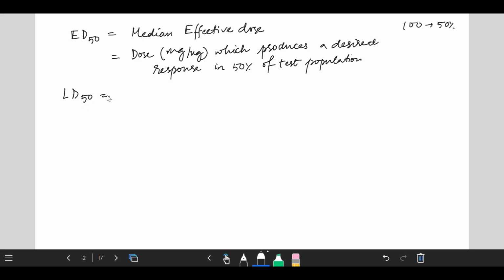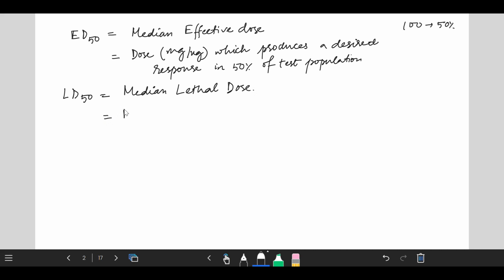LD50 means median lethal dose. Or we can say that the dose of a medication that produces a toxic effect or killing effect in 50% of the population that has been administered that dose. Or you can say the dose in mg per kg which would be expected to kill half, or 50%, of the test population belonging to the same species or strain, and it is used to indicate or calculate the mortality rate of a population.